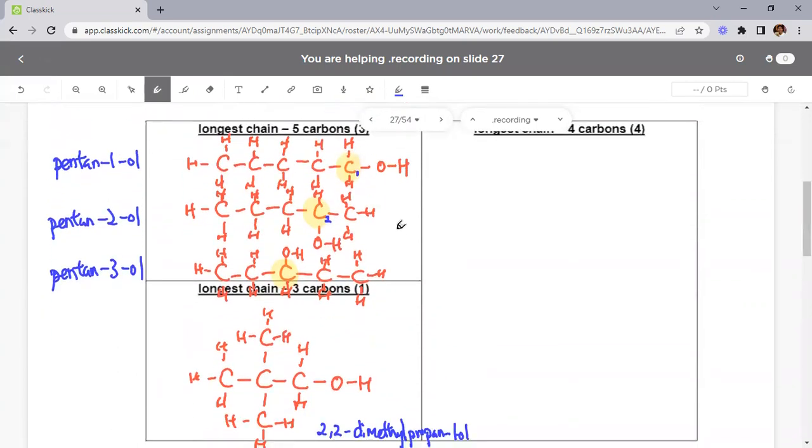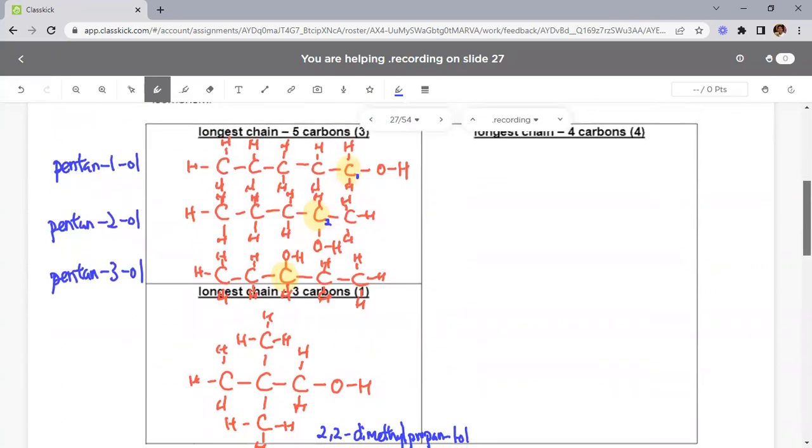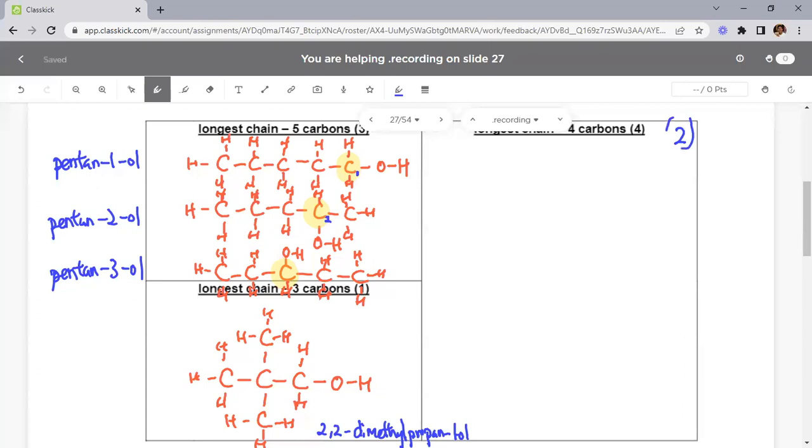Now, I don't need you to draw for me all four isomers of the four carbon chain. I want you to just try to give me two possible combinations of the four carbon chain. So I'm just going to draw the carbon skeleton first. This is the four carbon skeleton.